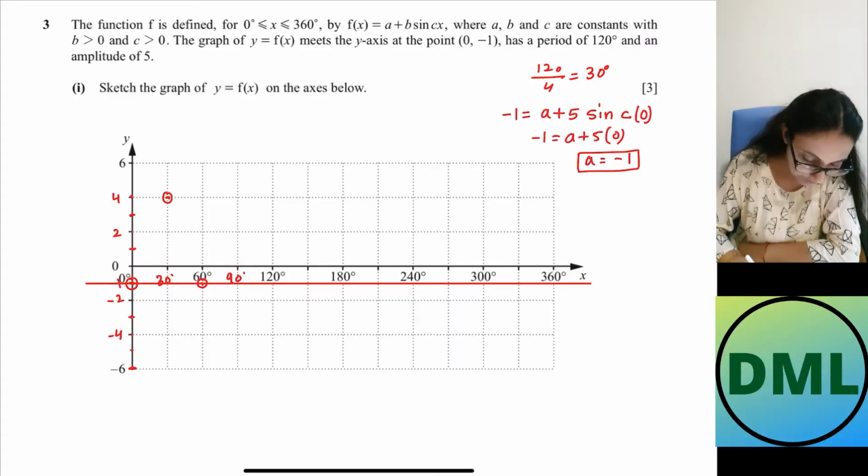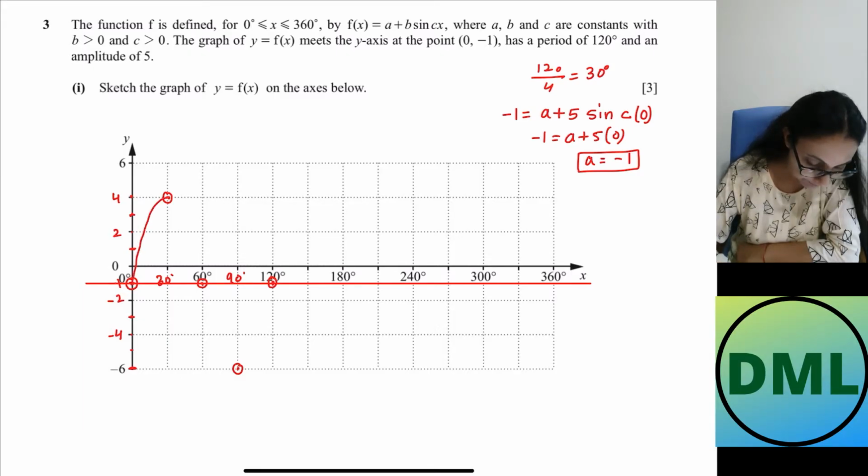Then at 90 degree, it will go down. 1, 2, 3, 4, 5 units down. So it will touch at -6. At 120 degree, it will again touch the axis. Let's plot our sine graph here. This is our sine graph.